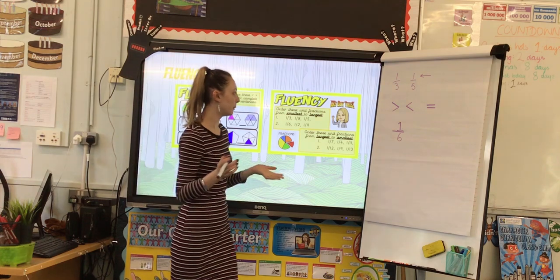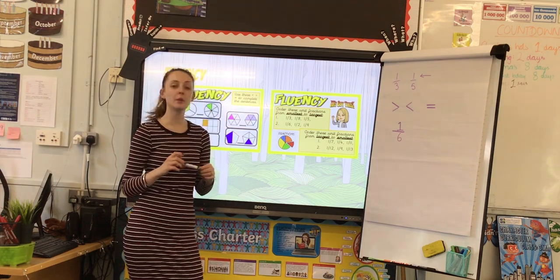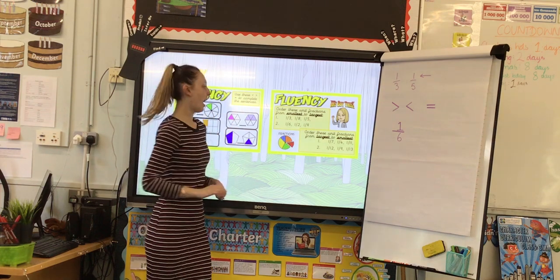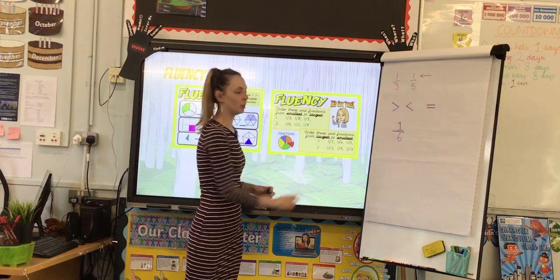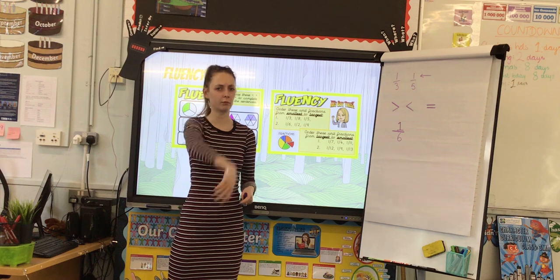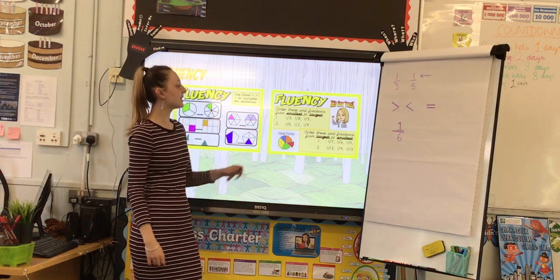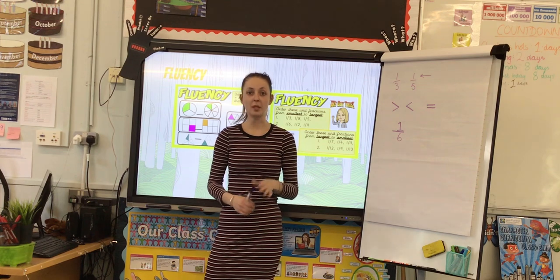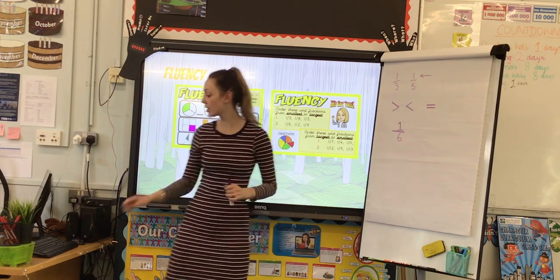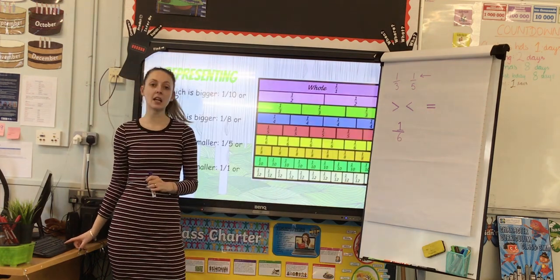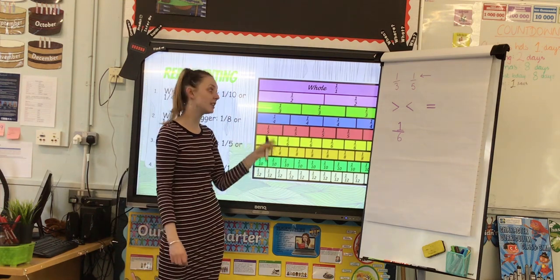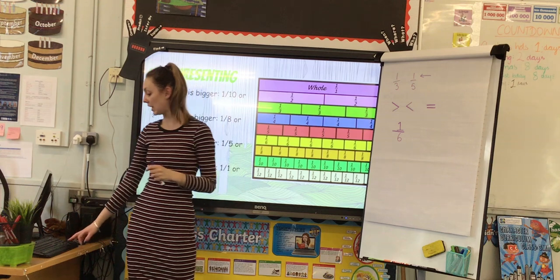Right, your second fluency is ordering unit fractions. The first two are from smallest to largest, and the next ones are from largest to smallest, or the other way around. Can't quite remember which way I've put them. Anyway, so you don't have visual representations this time. You only have the fraction, but in our earlier slide, you have the fraction wall to help you. So you can go back to this if you need it.